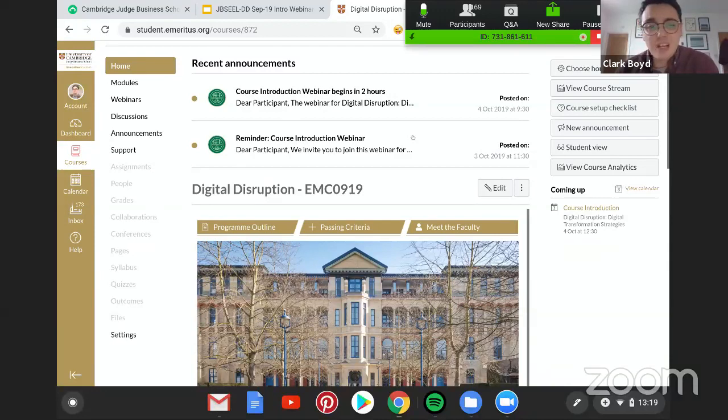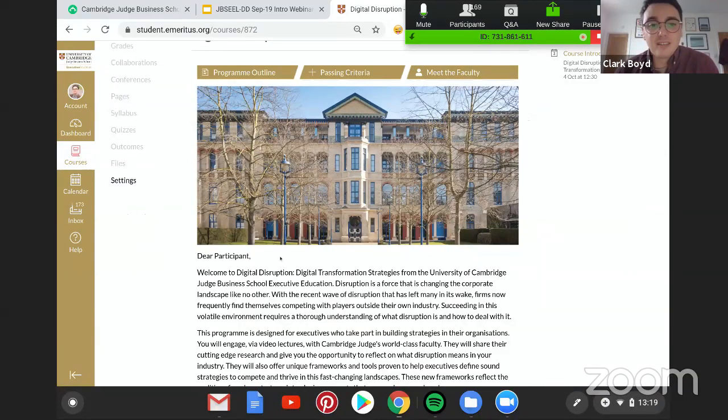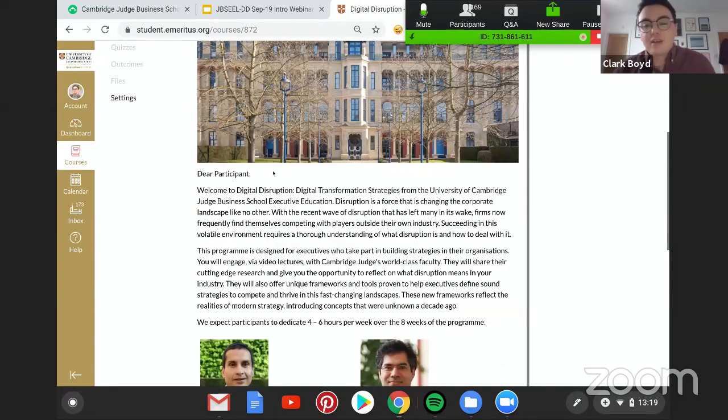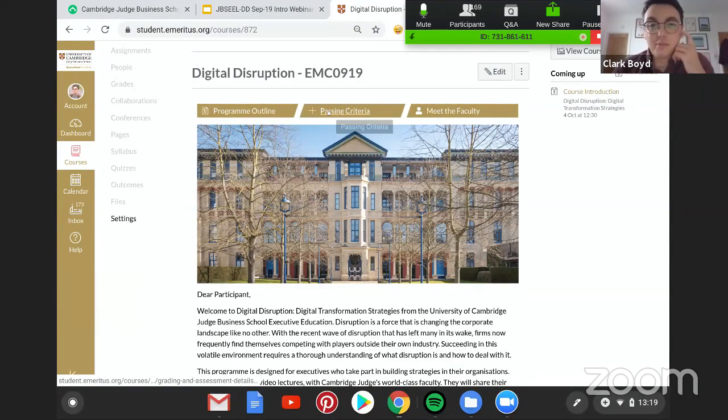Down here we can see a little introduction, so quite clear. Now you have some buttons here that can help you go through. So you can go to the program outline, passing criteria, and meet the faculty. Those have been put there, like any website, because they're the most popular ones that people tend to look for. You can see here coming up on the right-hand side a lot of little reminders of things that are coming up for you. So course introductions coming up, and you can click through to your calendar here as well.